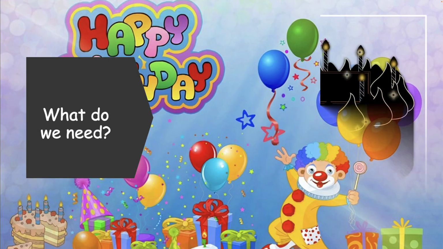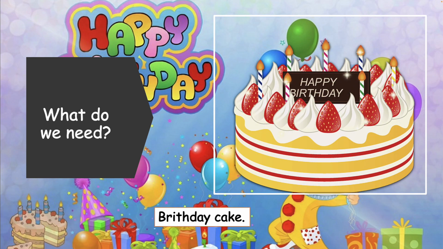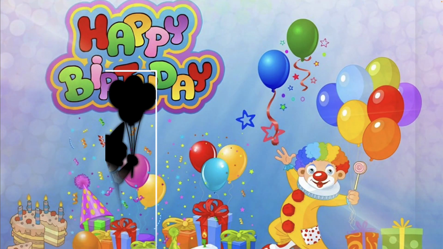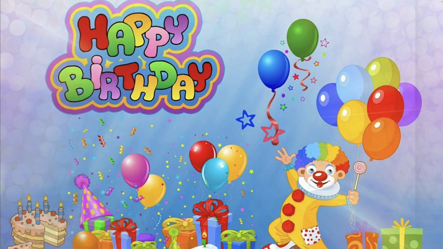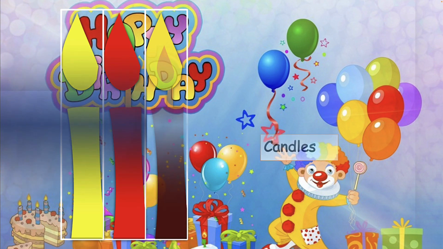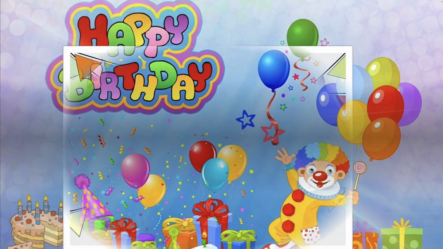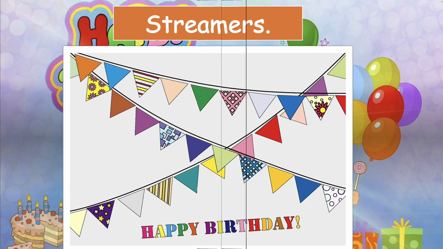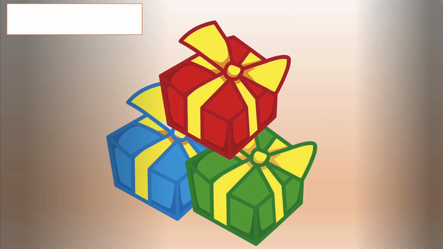Hooray! What do we need? Birthday cake. Balloons. Candles. Invitation card. Streamers. Party hats and masks. Presents.